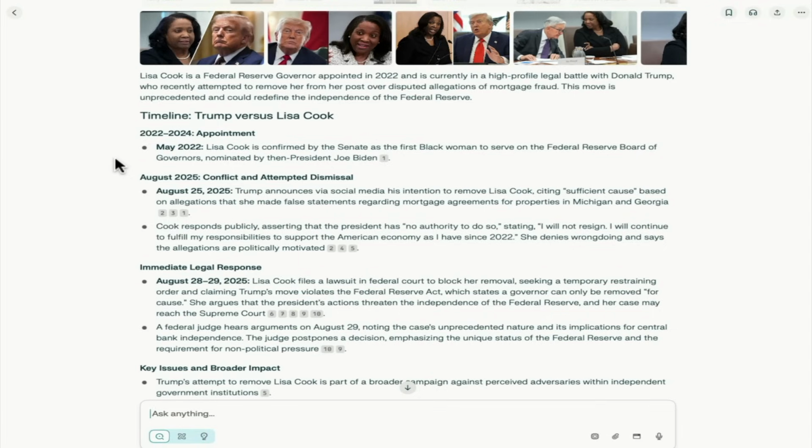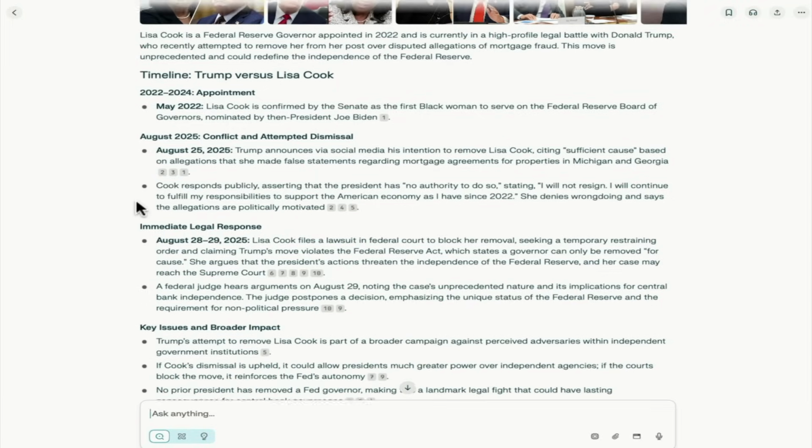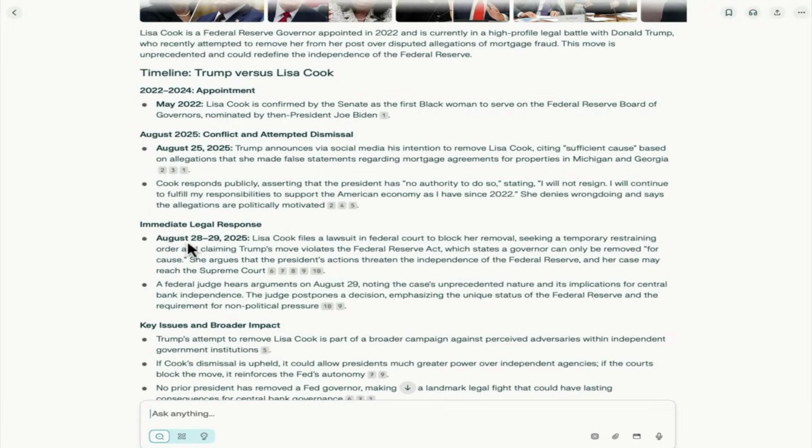Can we call it lawfare, maybe? I believe there is an investigation from the Justice Department on this, so yes, I think we can call it lawfare. August 28th, 29th, Lisa Cook files a lawsuit in federal court. That is interesting. First legal move comes from Lisa Cook. It's like sitting down for a chess match and one side tweeting out, I'm going to beat the crap out of this opponent, and the other side moves first.